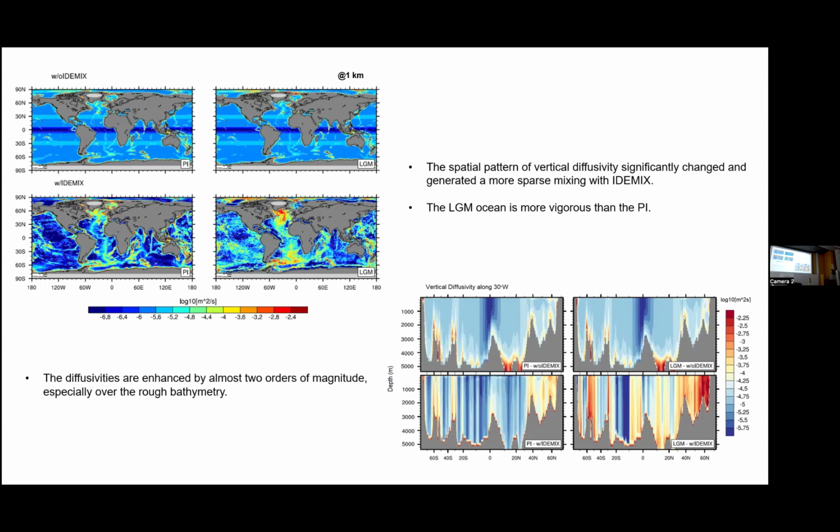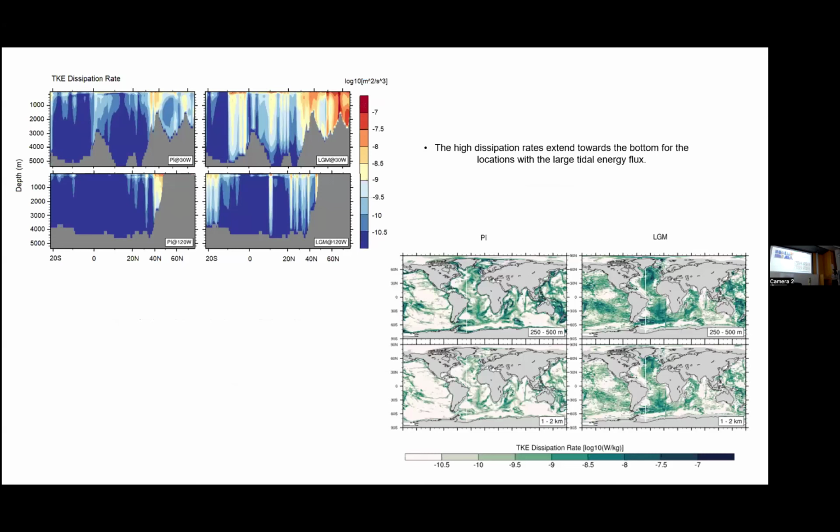And you can still identify the equatorial band for the without-IDEMIX cases in these two figures. So they almost look the same, LGM and PI here. There are only slight differences in this region, near the subtropics. But that's the only difference.